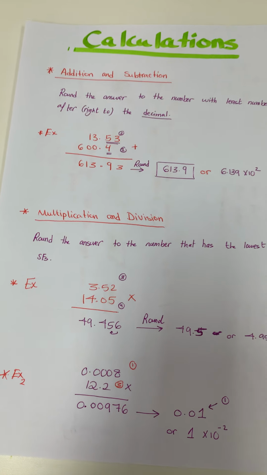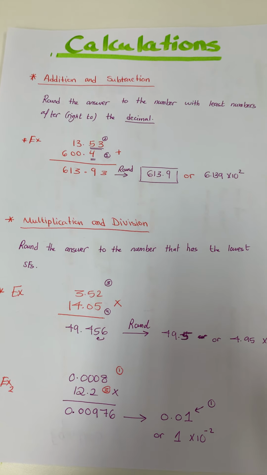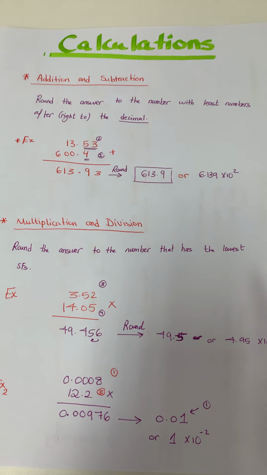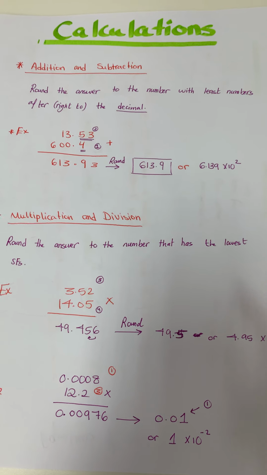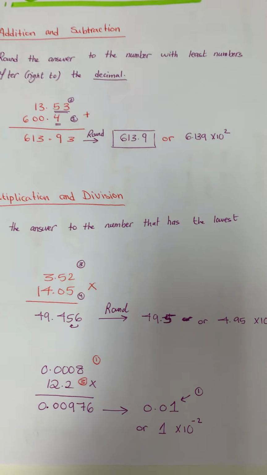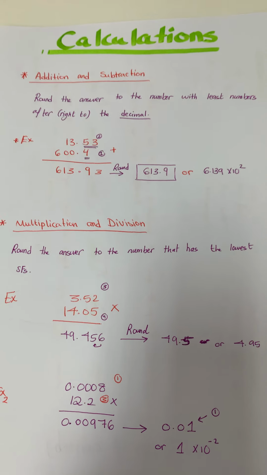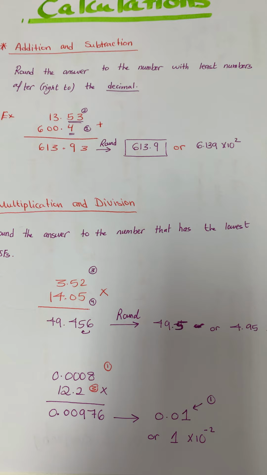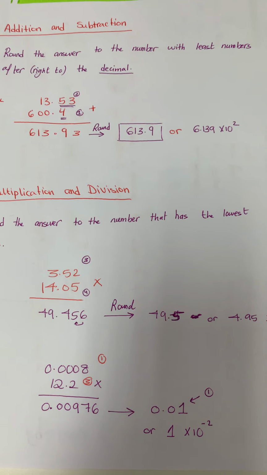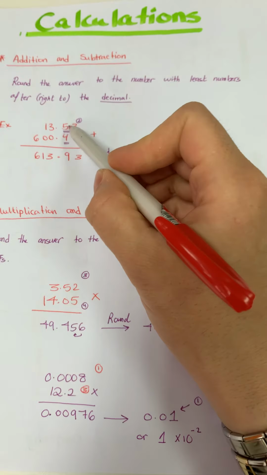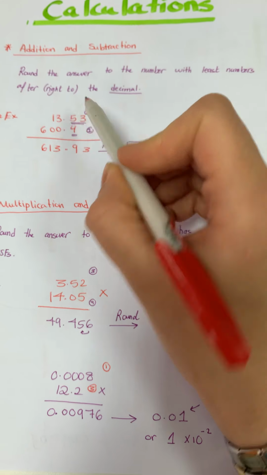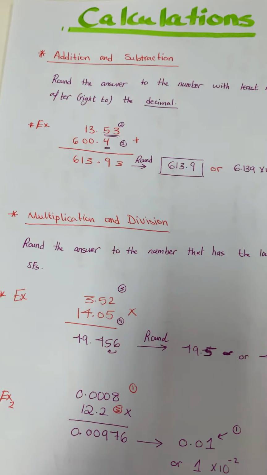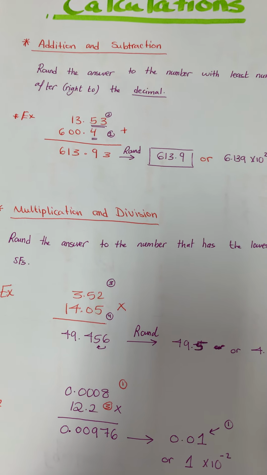Now, with the calculations, how do we add and how do we subtract significant figures? When we add and subtract significant figures, we add and subtract them normally, as we do in math. But the answer that we write should have the least amount of numbers after the decimal. What I mean by this: here I have 2 numbers after the decimal, here I have only 1 number, so the answer should have 1 number after the decimal.